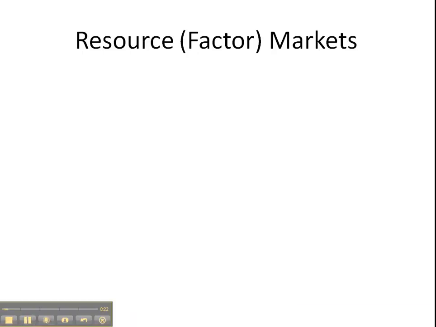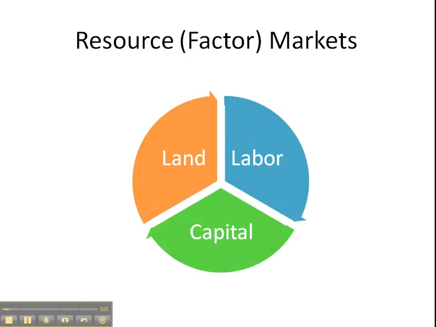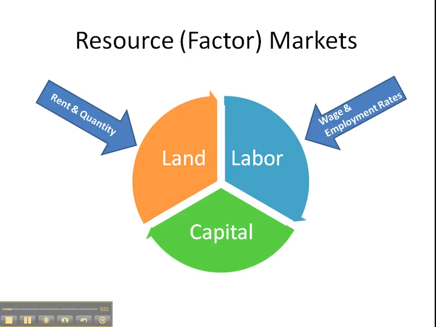Rent and the quantity of land are determined in the land market. The wage rate and the number of people employed are determined in the labor market, and the interest rate and the quantity of capital used are determined in the capital market. Although each of these markets is unique, they're all markets, and they simply involve the demand for and the supply of that particular resource. Although these markets are no different from other markets that we've talked about up to this point, the fact that they are markets for goods and services that are used to create and sell other goods and services complicates things just a little bit.